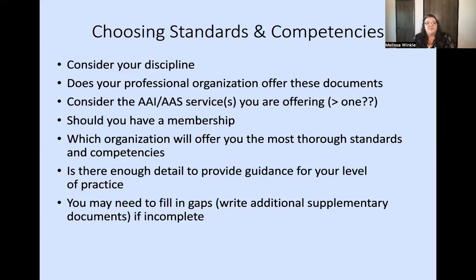Next, consider the type of animal-assisted intervention or services that you are offering. So, are you offering more than one? Like in my clinic, sometimes we're doing animal-assisted activities. Most of the time, we're doing animal-assisted therapy or animal-assisted treatment. And so we need to make sure that we have standards and competencies for both. On top of that, we're a training facility. I'd like to see some training standards for that. We specifically train people to train their dogs to do this kind of work. I need standards and competencies for that.